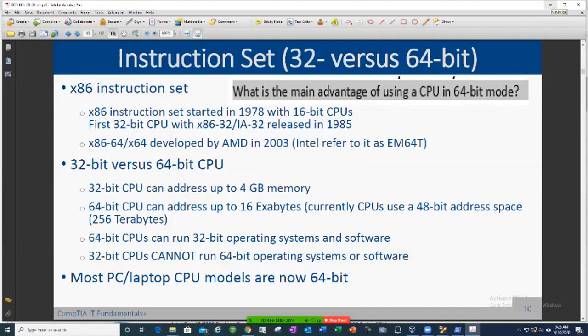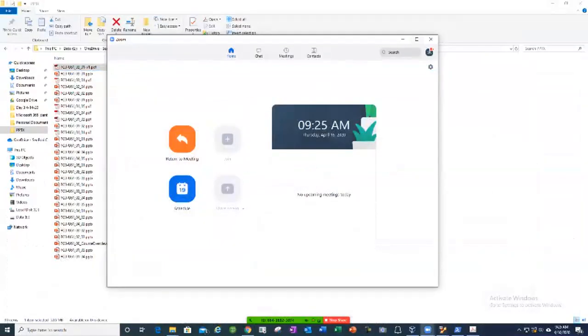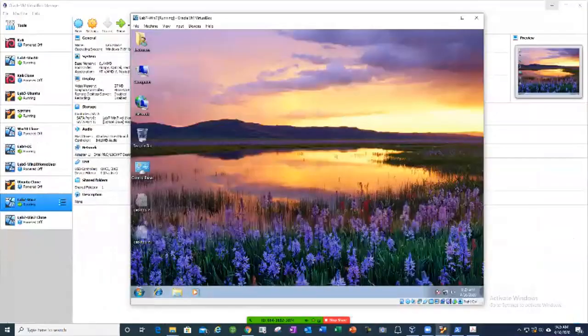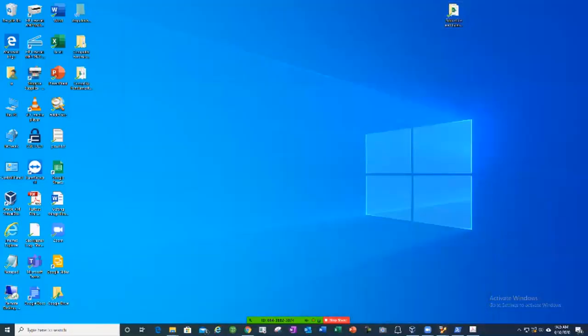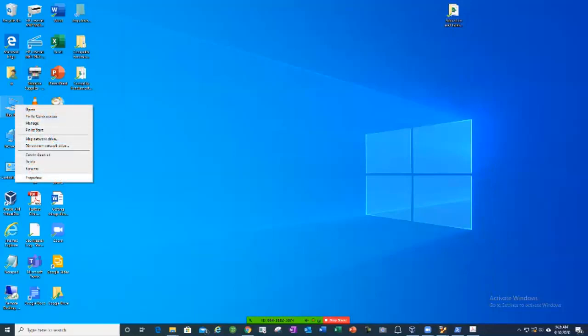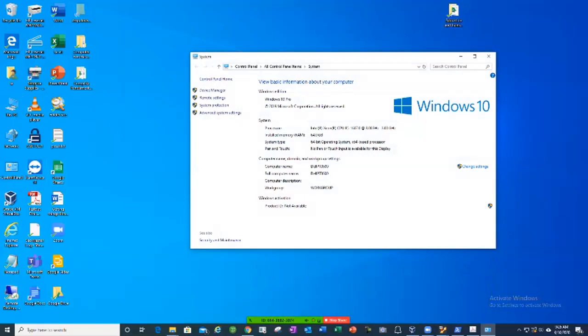What kind of architecture is your computer? So let's take a quick look at this thing. If I go to my computer and right-click on This PC on Windows 10, here it says the system type is a 64-bit operating system. That means this computer is 64-bit, because otherwise I wouldn't be able to install that.